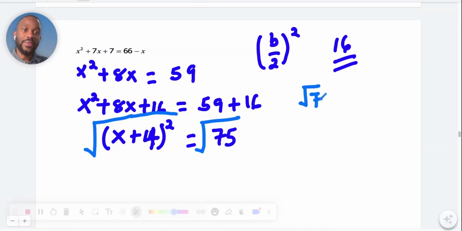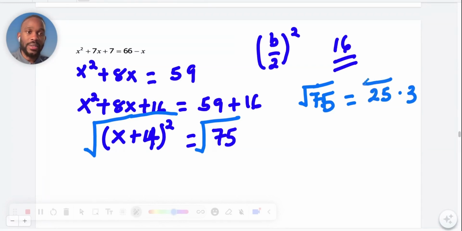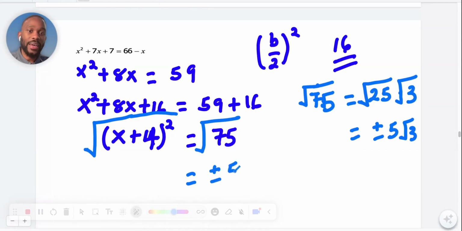Root 75. How would you simplify root 75? I have a video on this, but what I want to do is get two numbers that multiply to give 75, with one being a perfect square. Those two numbers are 25 times 3. So it's the same as finding the square root of 25 times the square root of 3. And the square root of 25 is plus or minus 5. And then this root 3 comes down like this. So root 75 is the same as plus or minus 5 root 3.